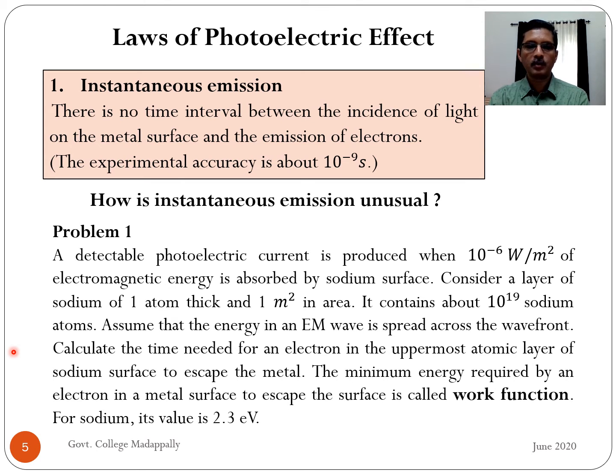The minimum energy required by an electron in a metal surface to escape the surface is called work function. So this idea we have to keep in mind. What is work function? The minimum energy required by an electron in a metal surface to escape the surface. This is different from the energy required by an electron to escape from a single metal atom. That is called ionization energy. Energy required by an electron to escape a single metal atom is called ionization energy.